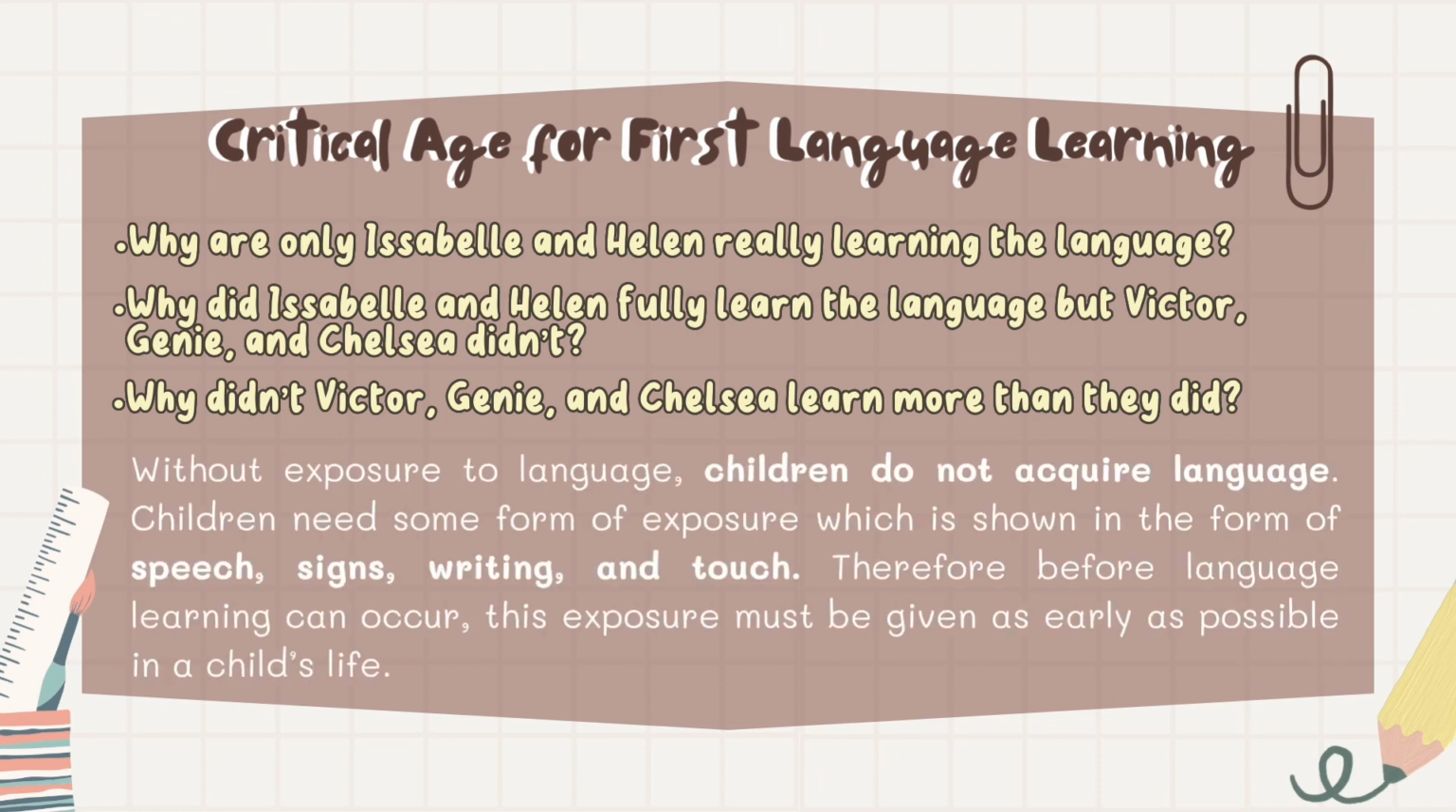The answer is because without exposure to language, children do not acquire the language. Children need some form of exposure, which is shown in the form of speech, signs, writing, and touch. Therefore, before language learning can occur, this exposure must be given as early as possible in a child's life.